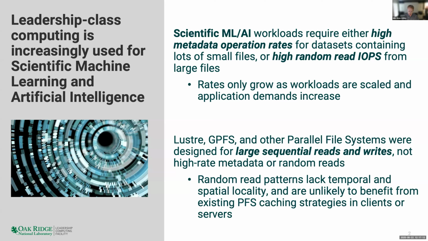The problem is that Lustre, GPFS, and other parallel file systems are designed for large sequential reads and writes. And so we do not see the ability of those systems on our current production systems to provide high rate metadata or random reads, primarily because these are patterns that lack temporal and spatial locality. And so lots of the design of parallel file systems relies on sequential caching, and you just don't see the benefits.